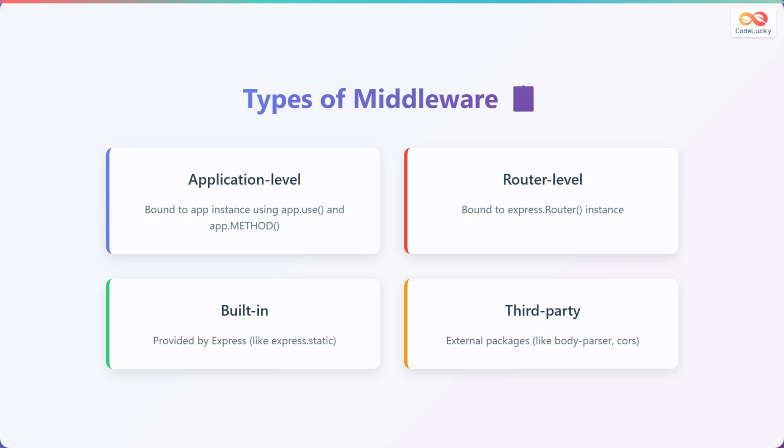There are primarily four types of middleware. Application-level middleware is bound to the app instance using app.use and app method. Router-level middleware is bound to an express.Router instance. Built-in middleware is provided by Express, like express.static. Third-party middleware are external packages like body-parser or cors.